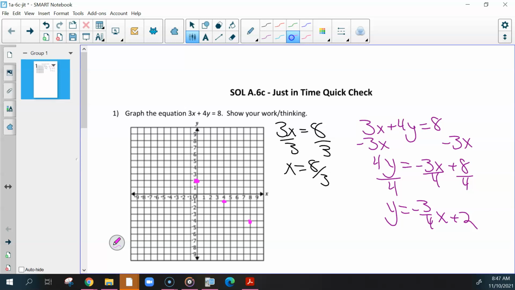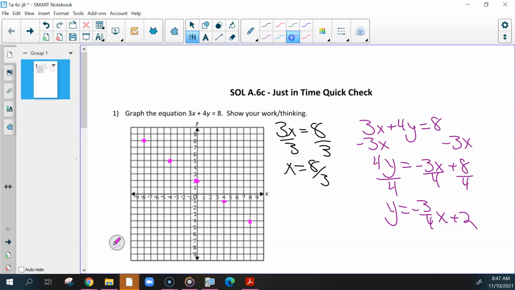What other directions would give us a negative slope? Go ahead, Sadie. Up to the left. Up, left. Yep. So we're going to go up 3 and left 4, as many times as possible. And that's as far as we can go.